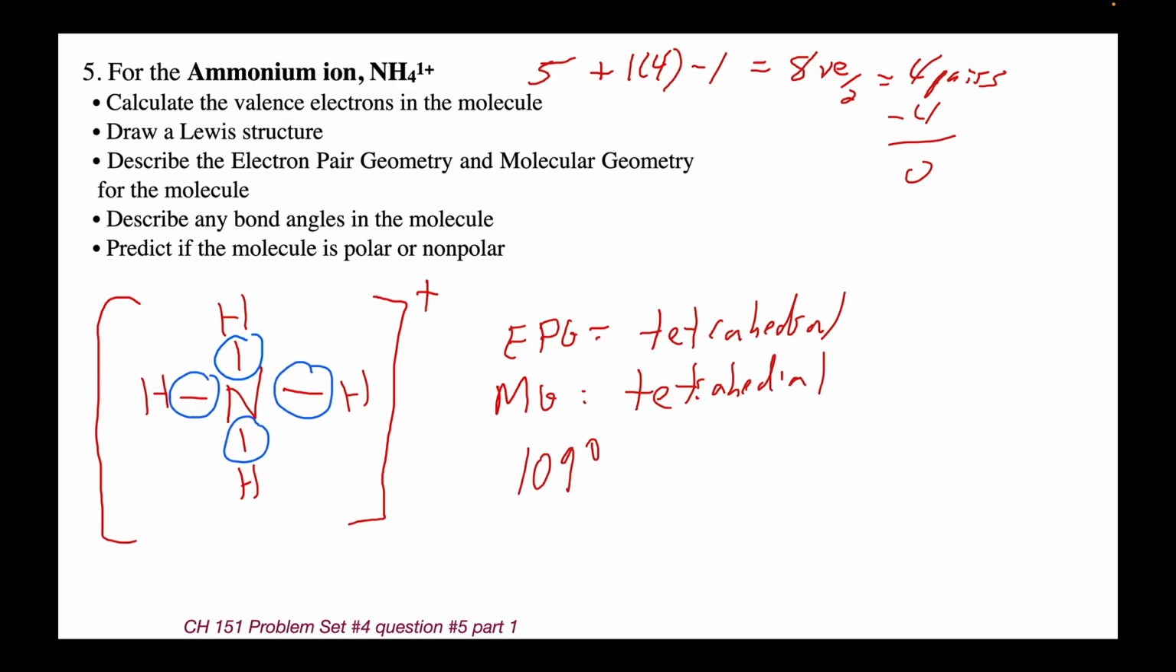And this molecule is symmetric. Everything around the central atom, the central nitrogen, is a hydrogen. So this is a symmetric molecule. Everything's the same. This is going to be non-polar. So for ammonium, you have a tetrahedral EPG and MG. The hydrogens are connected to the nitrogens. You can draw the positive charge in the corner if you'd like to. Angles are 109, like all the tetrahedrals, and it's nonpolar.